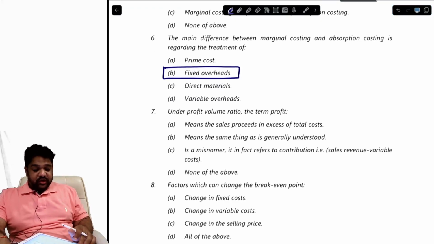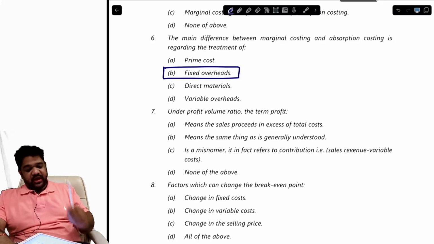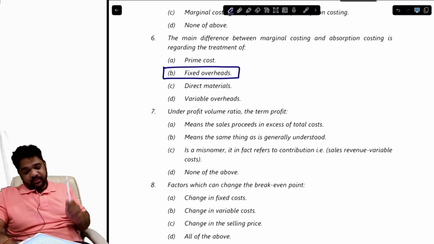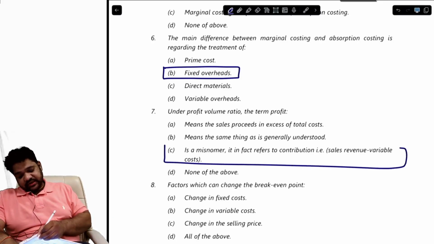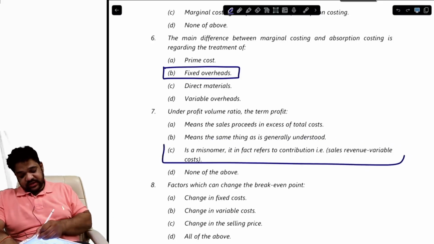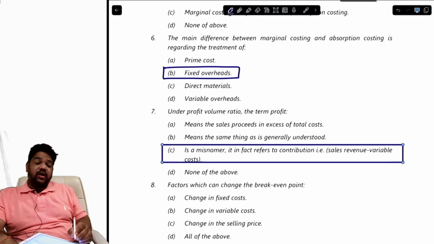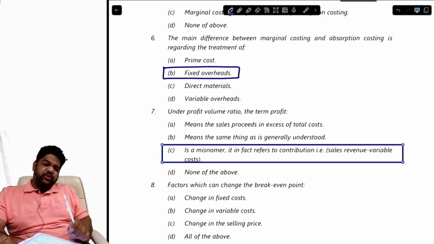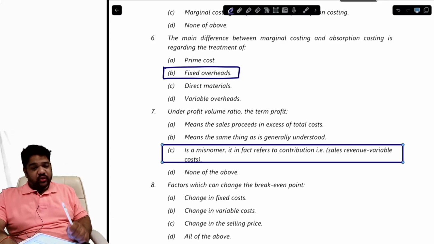Under the PV ratio, the term profit means the sales proceeds in excess of total cost. No, that is not the profit that we talk about here. Means the same thing as it is generally understood? It is a misnomer. It in fact refers to contribution, that is sales revenue minus variable costs. That is the right one, because we do contribution upon sales, but the formula is called PV ratio. I'm sure we have discussed this in class as well. I don't know if you remember this.